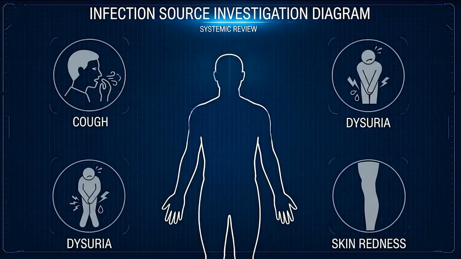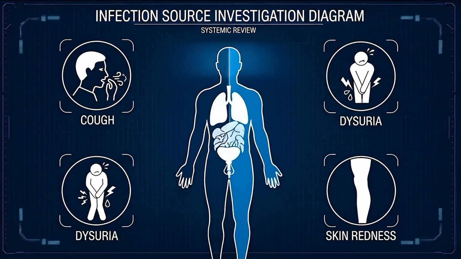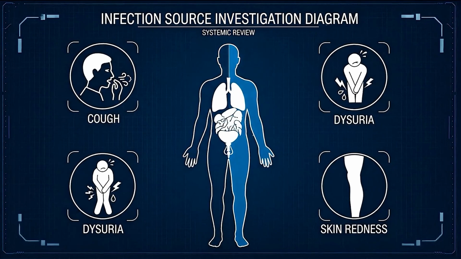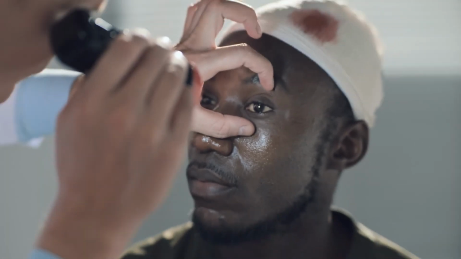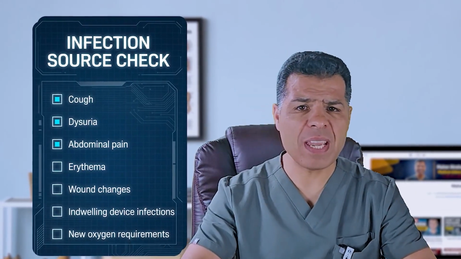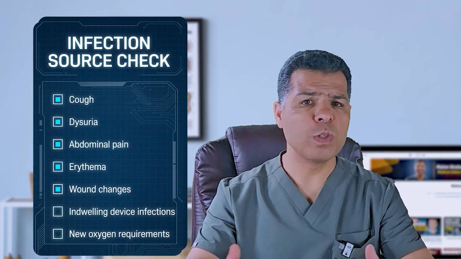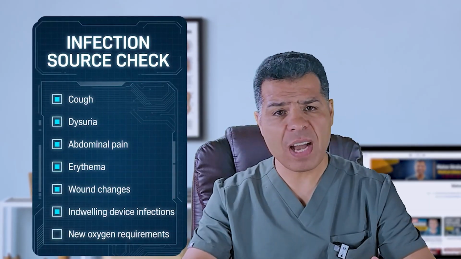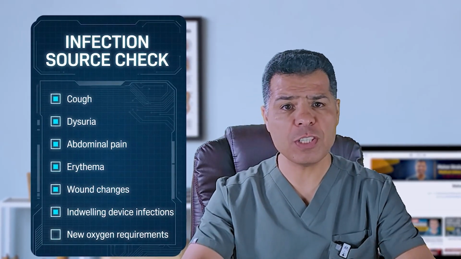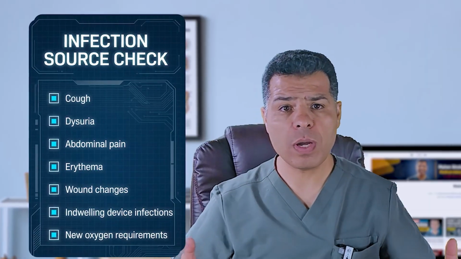The first question is simple: does this patient have an infection? That answer requires a quick chart review and a bedside assessment. Look for localizing symptoms and signs that could indicate infections: cough, dysuria, abdominal pain, erythema, wound changes, indwelling devices, infections or signs of infections around them, new oxygen requirements.